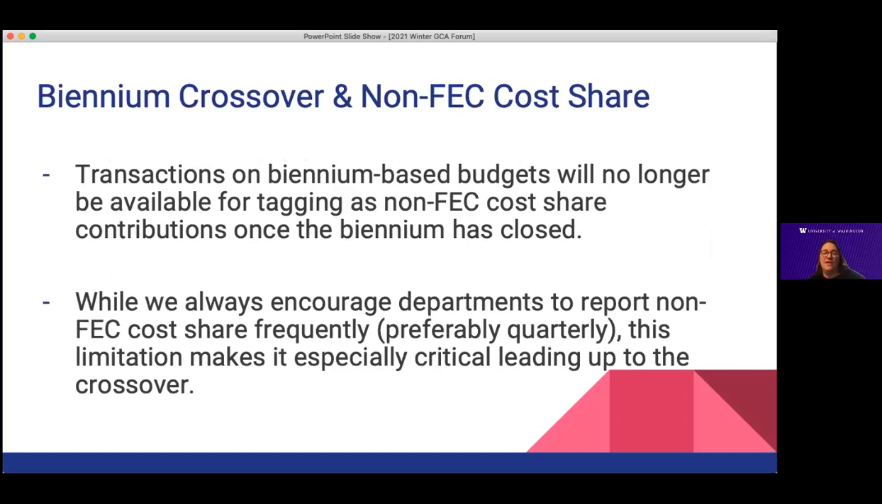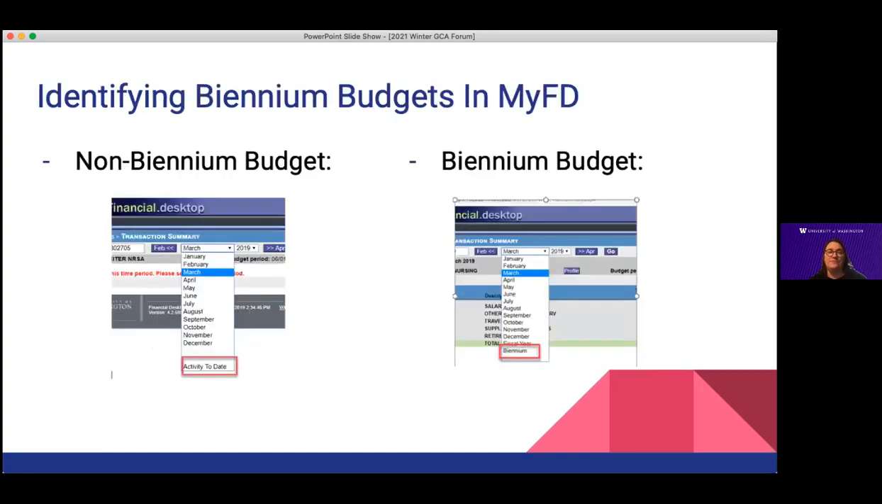So, non-FEC cost share. At the biennium crossover, once that happens, transactions that are on biennium-based budgets will no longer be available for tagging as non-FEC cost share. So if that's where you're planning to get your cost share from and you wait into the next month, it will be too late. So while we always encourage departments to report non-FEC cost share frequently, preferably at least quarterly, this limitation makes it especially critical in the time leading up to the crossover. Next slide.